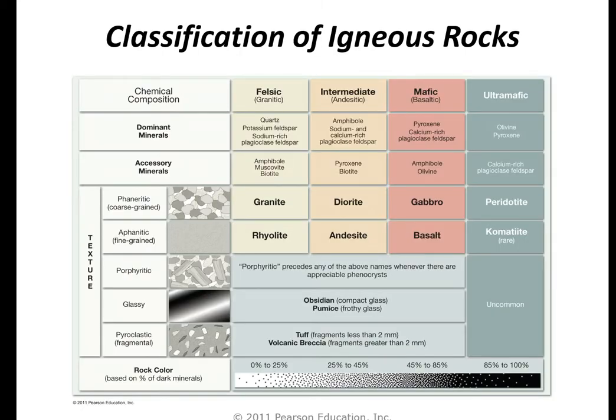You can see this chart in your book. It's too busy to go through on the video, but you can see the different types of granitic to ultramafic rocks that we have, the dominant minerals included, and what kind of grain they have.